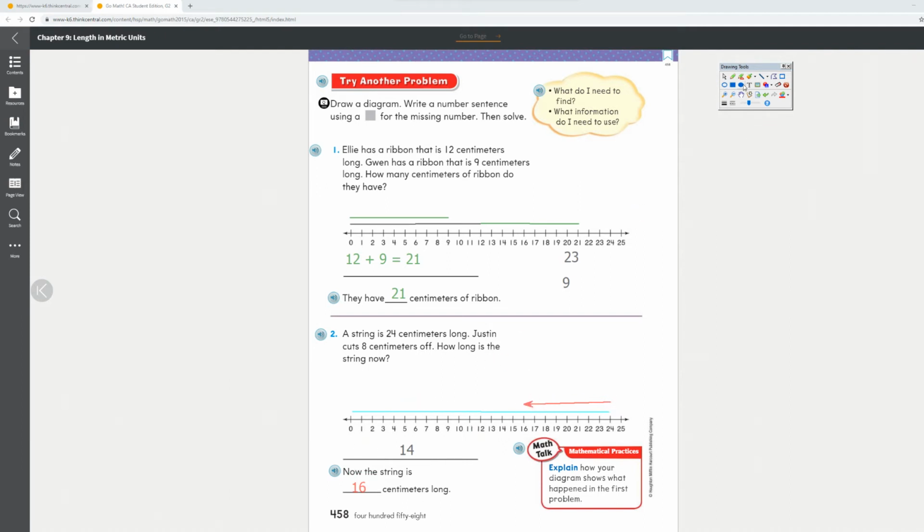The equation for this will be 24, which is the total size, minus the 8 that he needs to cut off, and that's going to give us 16. And ignore this 14 down here.